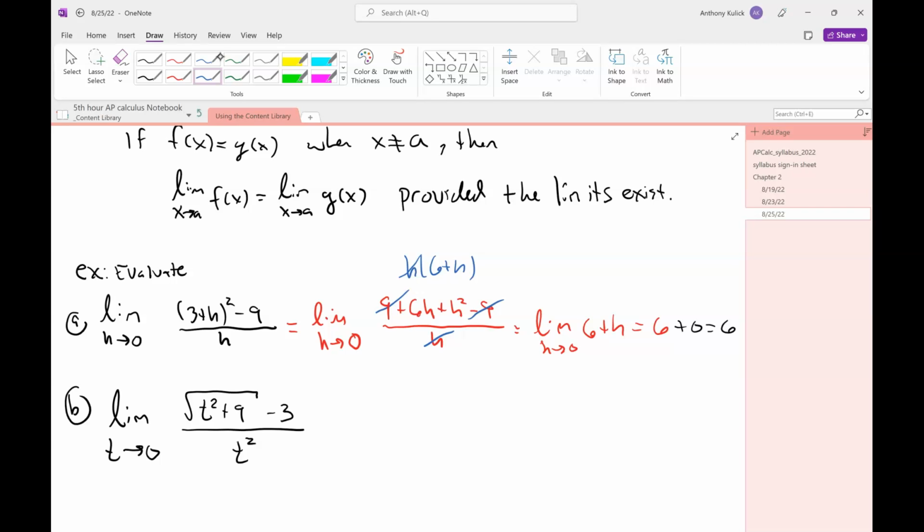Can I use direct substitution on this? No, why not? You get a 0 denominator, right? So 0 is not in the domain of the function, so it can't do that. So we're going to want to do some kind of simplification to try to cancel that t squared out of the denominator.